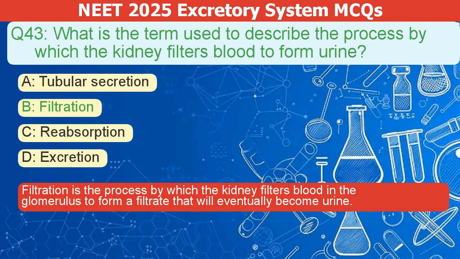The correct answer is B. Filtration is the process by which the kidney filters blood in the glomerulus to form a filtrate that will eventually become urine.